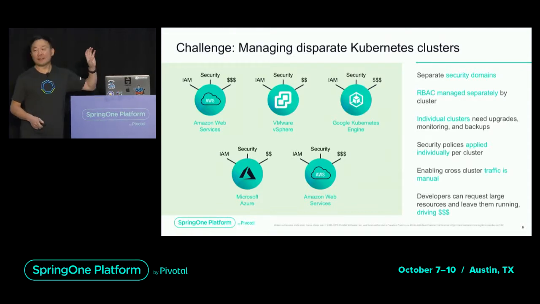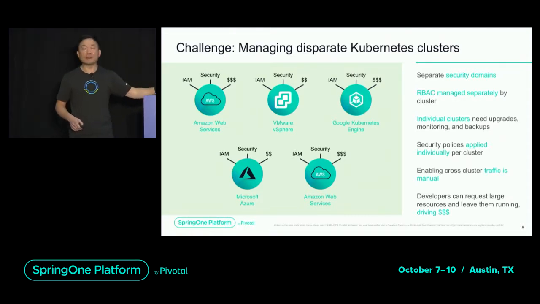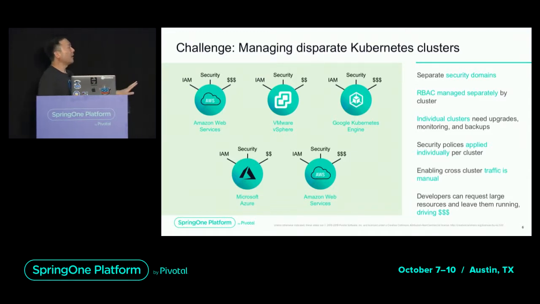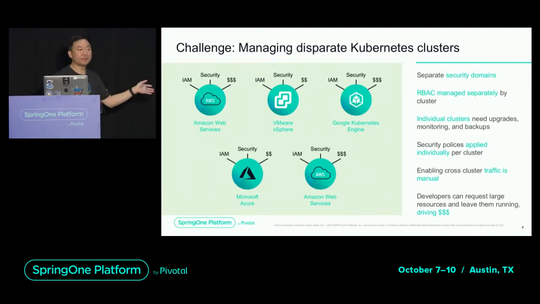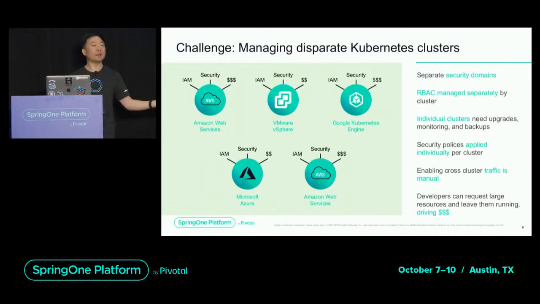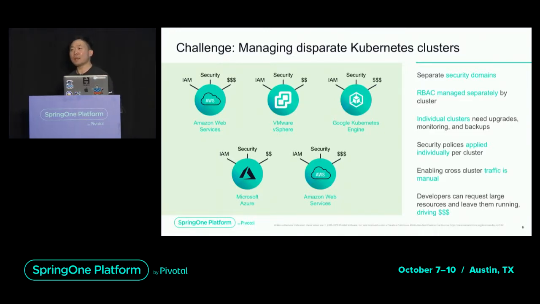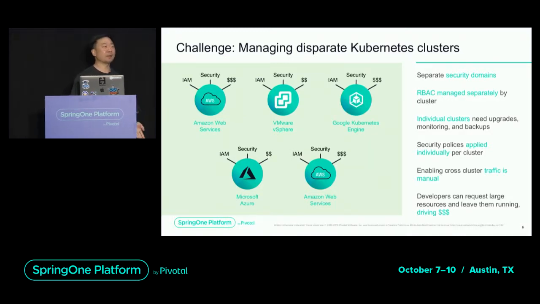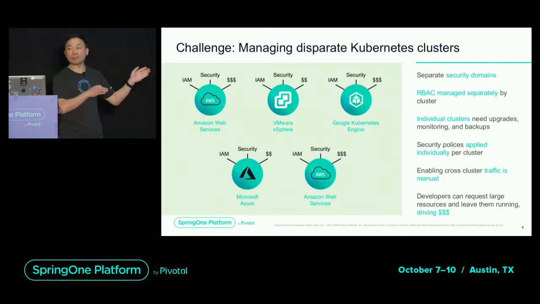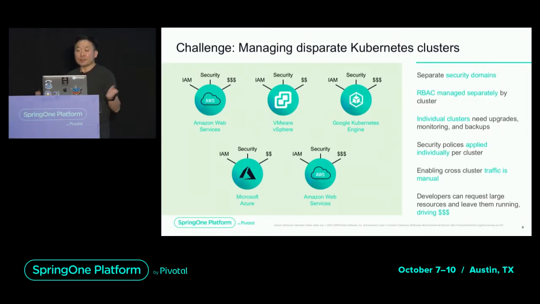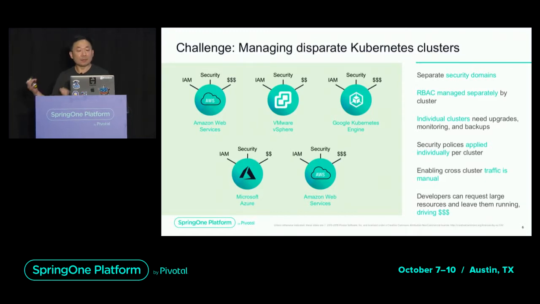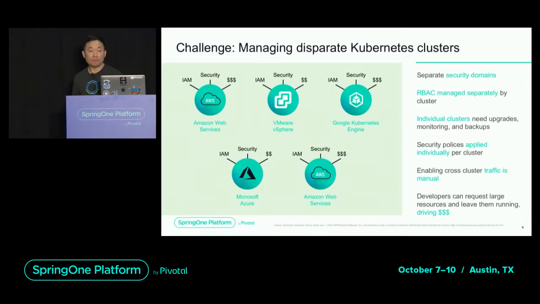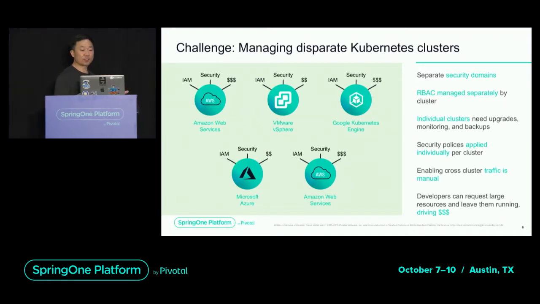More so now that we're in a world where all the major cloud providers provide Kubernetes. And of course, each one of those has a separate security domain. The way they manage role access, the RBAC rules, are different, they're separate. Each one of them integrates into their own respective IAMs. And individual clusters have needs, like upgrades, monitoring, and backups. Security policies are applied individually. And trying to manage cross-cluster traffic starts becoming challenging.